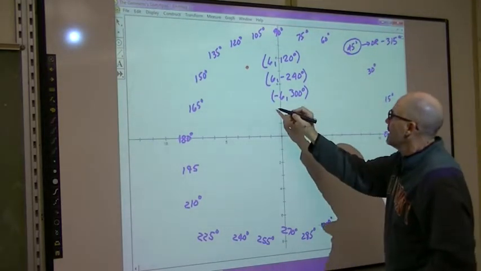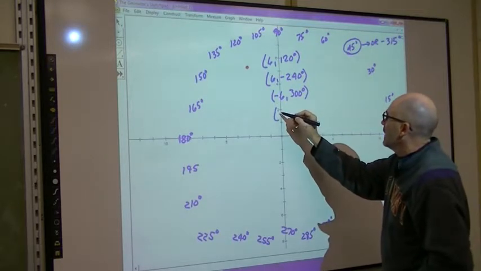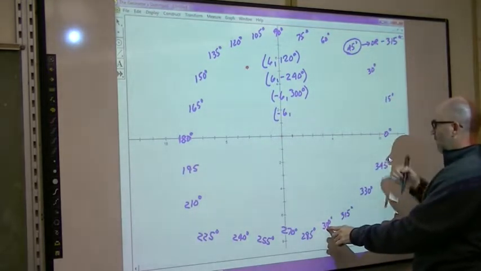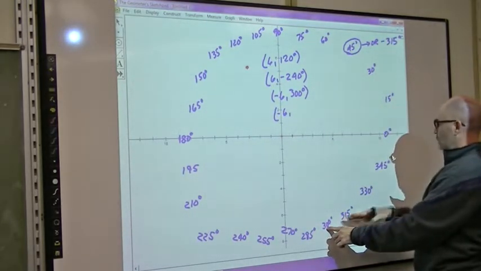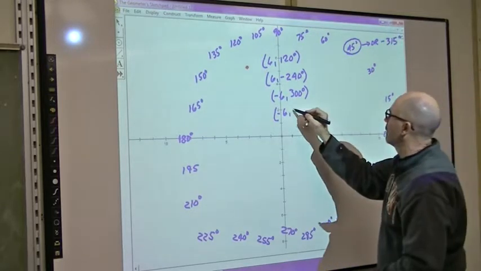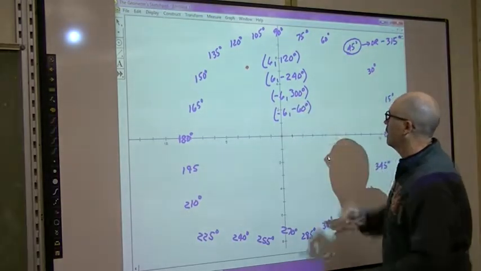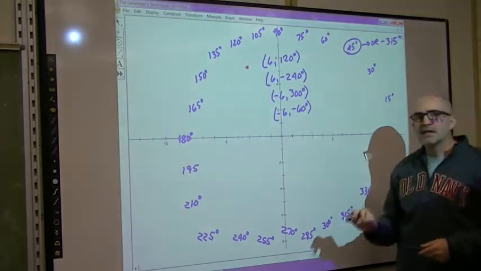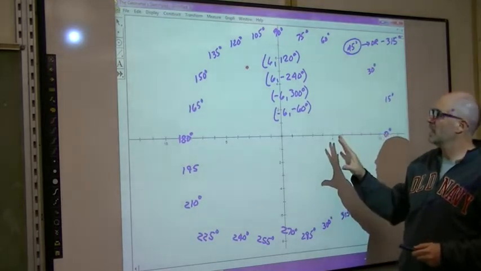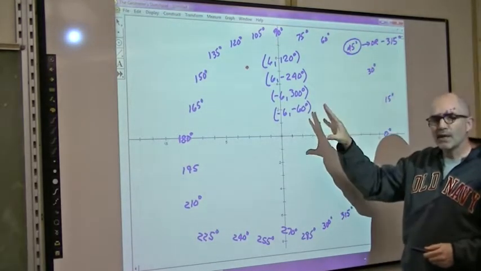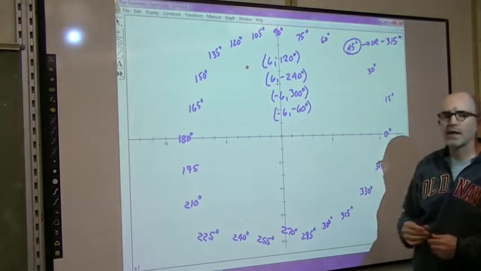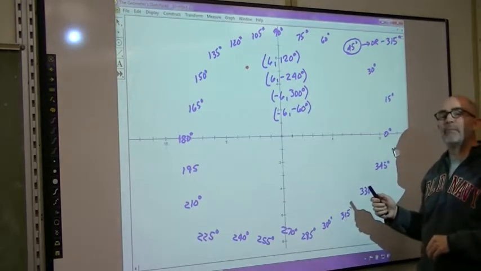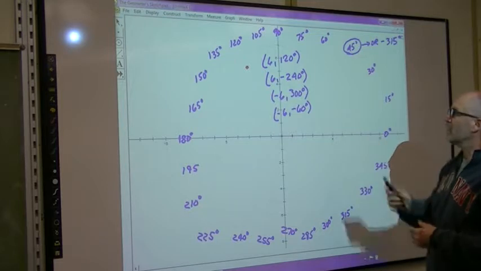Then, if I want to name it negative, negative, it's going to be negative 6 going away from this angle, negative, which would be negative 60. That's it. There are your 4 angles. Okay, so that's the first skill you have to master, is taking any point and being able to name it 4 different ways.